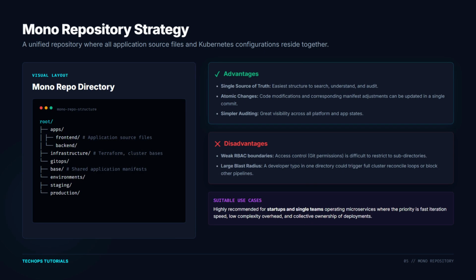Now let's understand the first repository strategy, which is the mono repository. In this approach, all applications, infrastructure, and Kubernetes manifests are stored in a single Git repository. One of the biggest advantages of a mono repository is that everything is managed from one place. This makes it easier to track changes, review updates, and understand how different components are related.